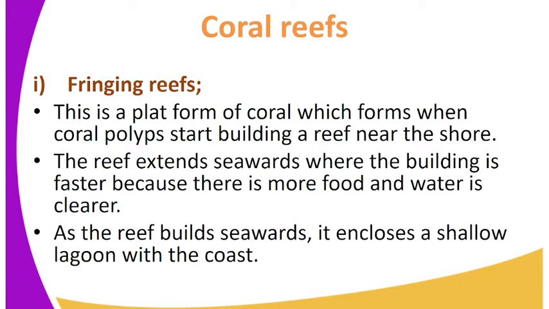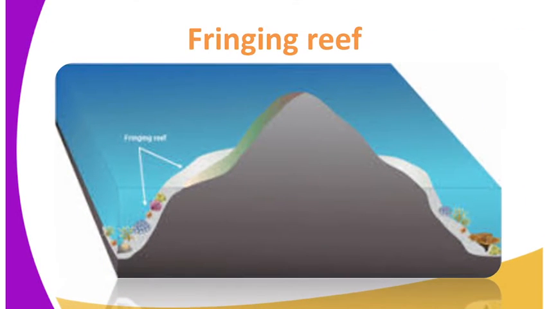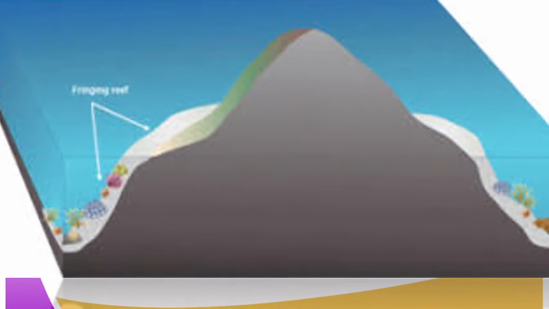This is a flat form of coral which forms when coral polyps start building a reef near the shore. The reef extends seawards where the building is faster because there is more food and water is clearer. As the reef builds seaward, it encloses a shallow lagoon with the coast. A diagram of a fringing reef along the coast.